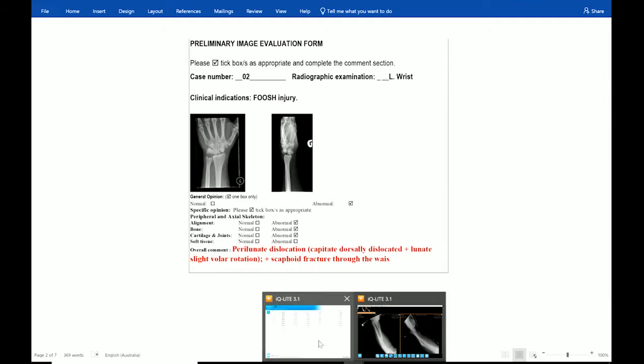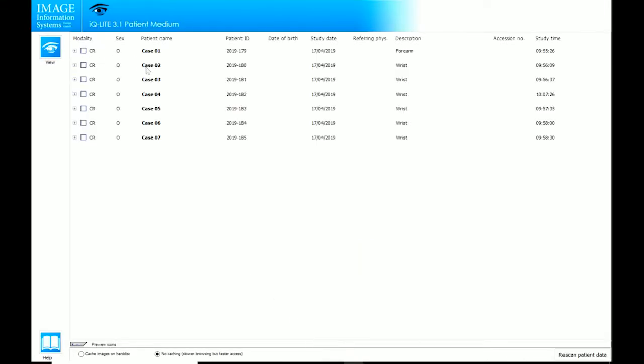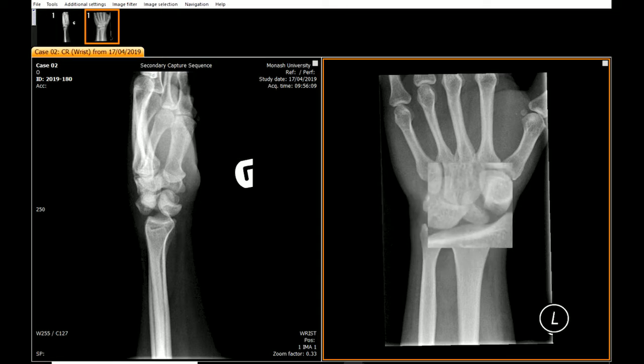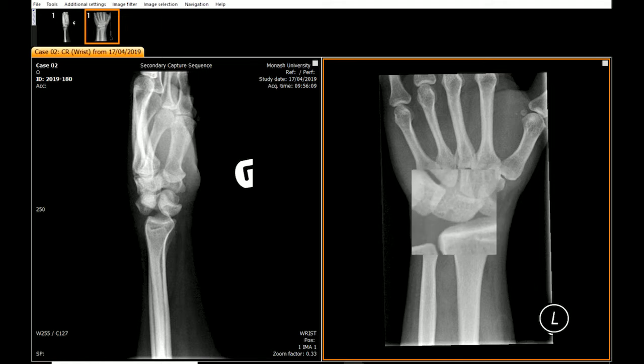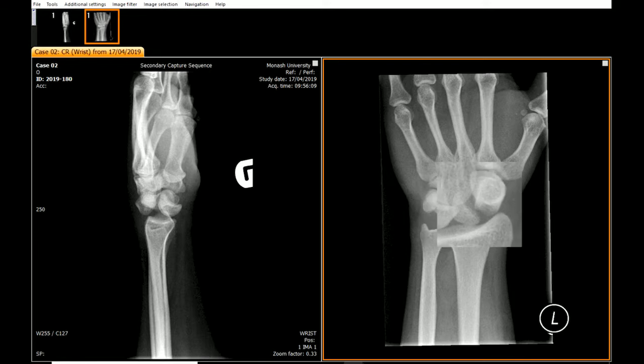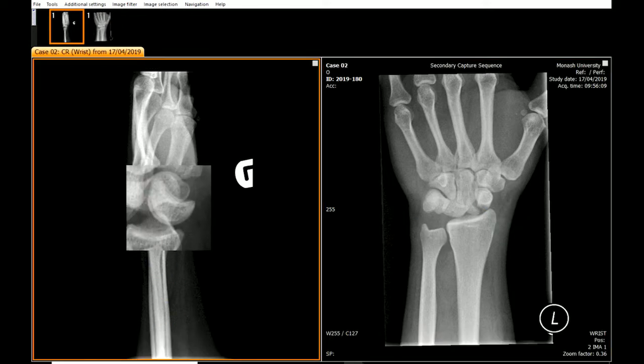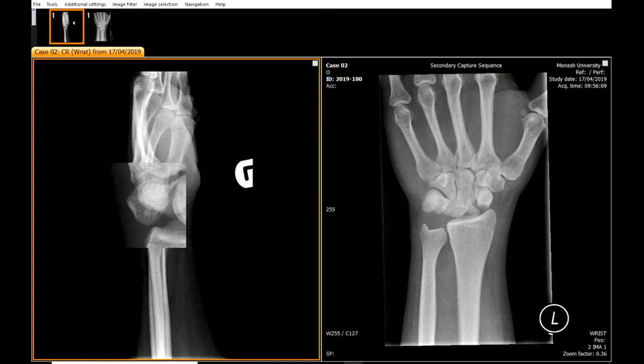For case 2, we have a patient with a foot injury. So if we look at our DP view of the wrist, we can see when we look at the proximal row of the carpal bones that we've lost our normal configuration and the distance of the bones. And if we look at the lateral view, we can see that the lunate is slightly volarly displaced but still in contact with the radius.